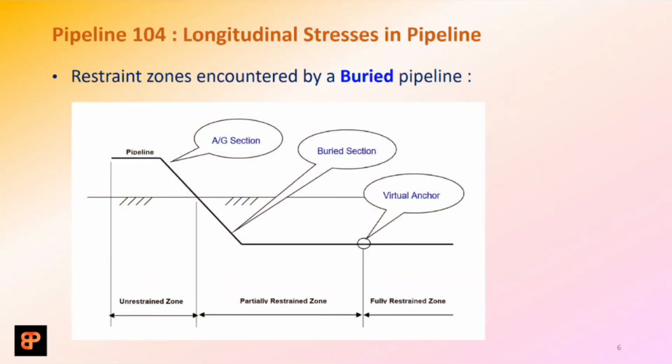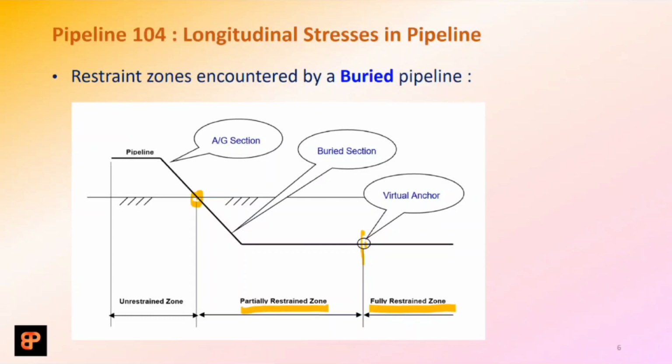Okay, let's see a typical cross section of a pipeline. This is the above ground pipeline first section. This is the point where it gets buried. Some distance along the trench after it gets buried, where the soil weight is acting, is called the partially restrained zone. After some specific length, the pipeline will become stable in terms of displacements. Displacement along the length will almost become negligible, and that zone is called the fully restrained zone of the pipeline.